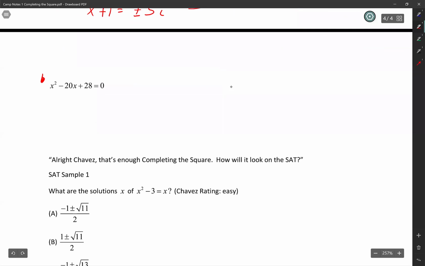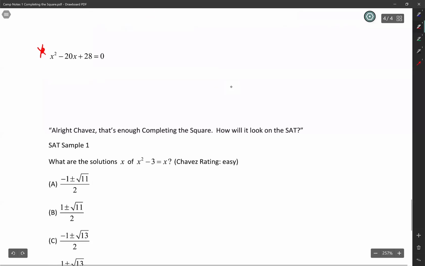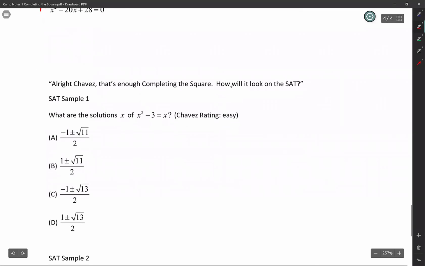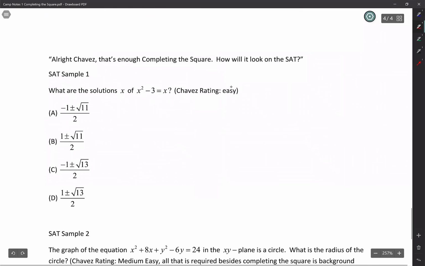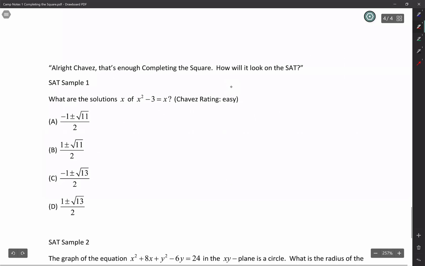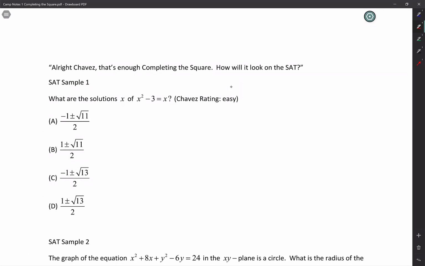I'm going to leave this one for you guys to practice. Here's how it's going to look on the SAT. They don't tell you directly to use completing the square. You could actually use any method you want. I probably should label where I took these questions from, because I think that's the right thing to do. This I stole from an SAT book. It's a big blue SAT book, and I literally just opened it to the math section. And the first question I saw that required completing the square, I put in there.